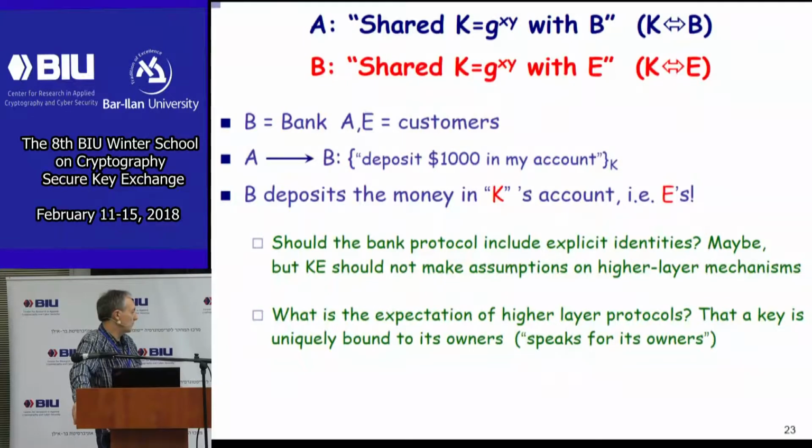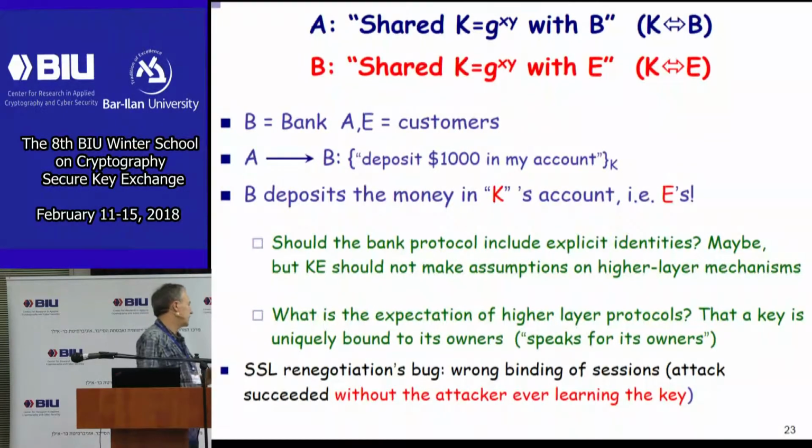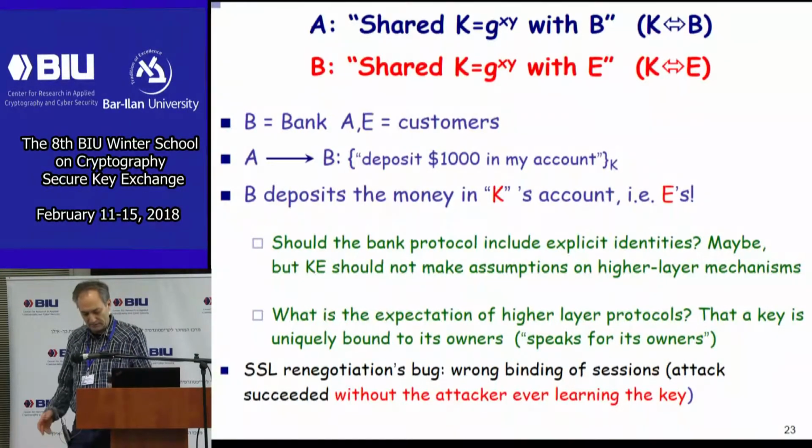Interestingly, there is an attack on SSL. Those of you that work with SSL or are aware of it know there is a very famous attack or bug called the renegotiation bug, which actually shows a problem like this. It's not exactly a UKS attack in this sense, but it's a cousin. It's very similar, and the point there is that there were different exploitations of the attack.